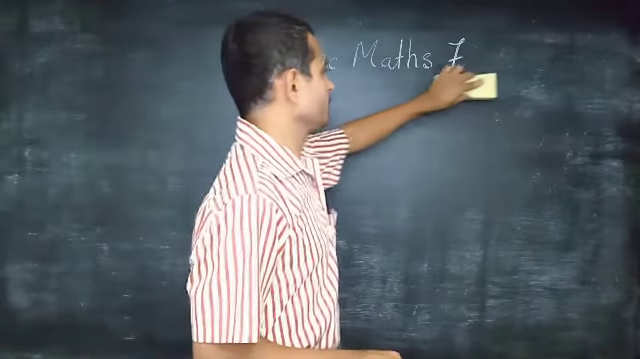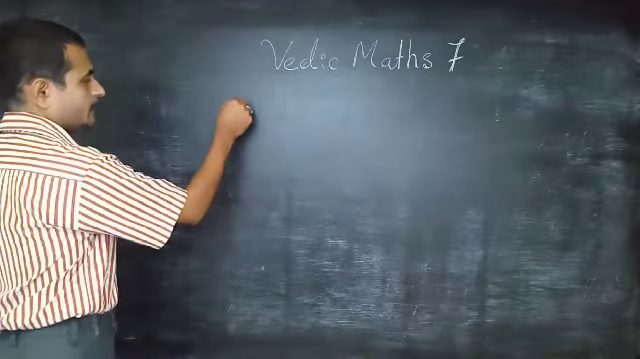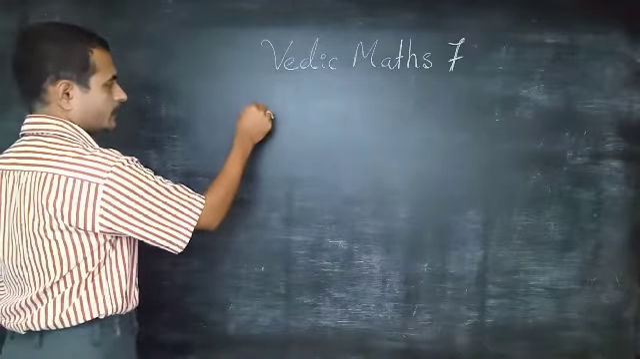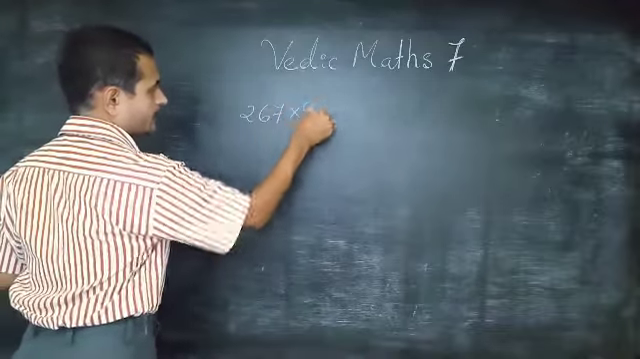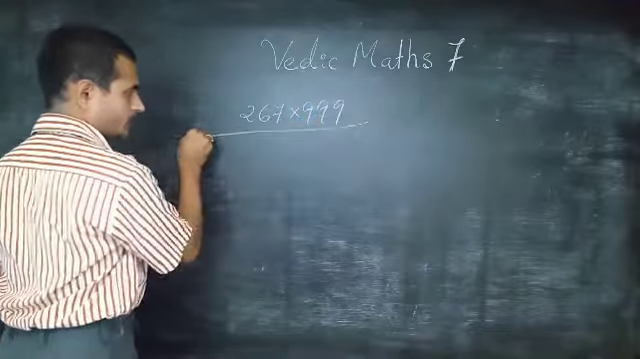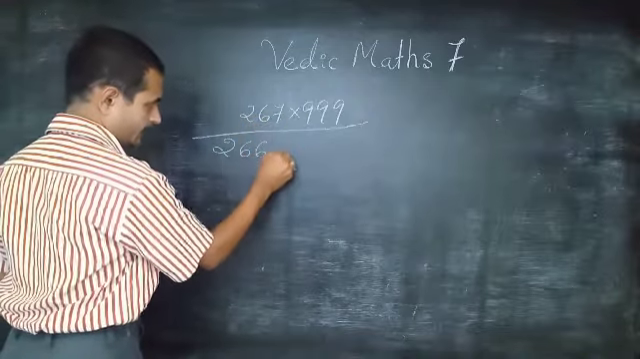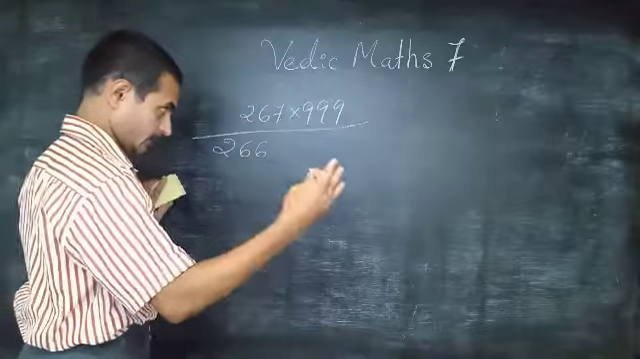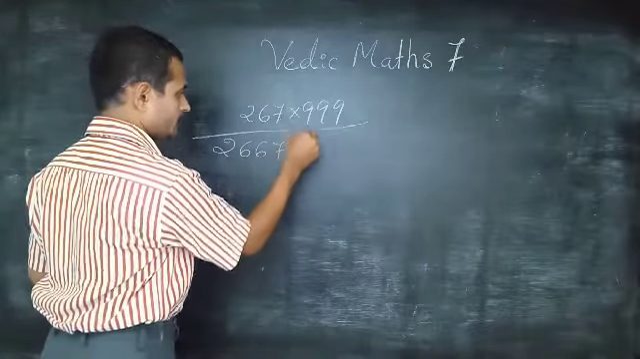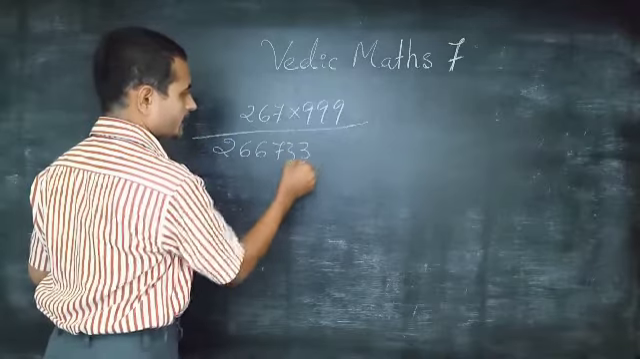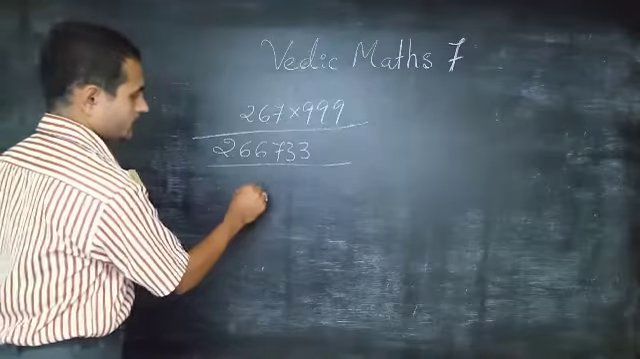In the previous episode, we learned multiplication by 9. For example, 267 into 999 equals: Ekanyunena Purvena gives 266, then Nikhilam Navatashcaramam Dashatah is applied, 9 complement and last from 10 complement. This is the answer without actual multiplication.